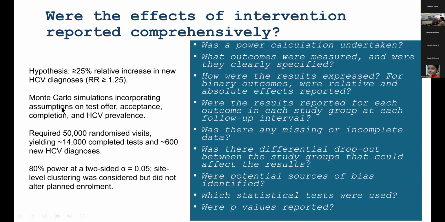Now they've done a simulation test, because you saw how many people were offered the test, how many were willing to do it, how many actually did the test. All of this can vary, right? So they had to assume this. They have done multiple simulations and arrived at this number. And they have given it an 80% power with two-sided alpha. And they've also accounted for site level clustering as well. So they've done a good sample size calculation. And there was no differential dropouts.